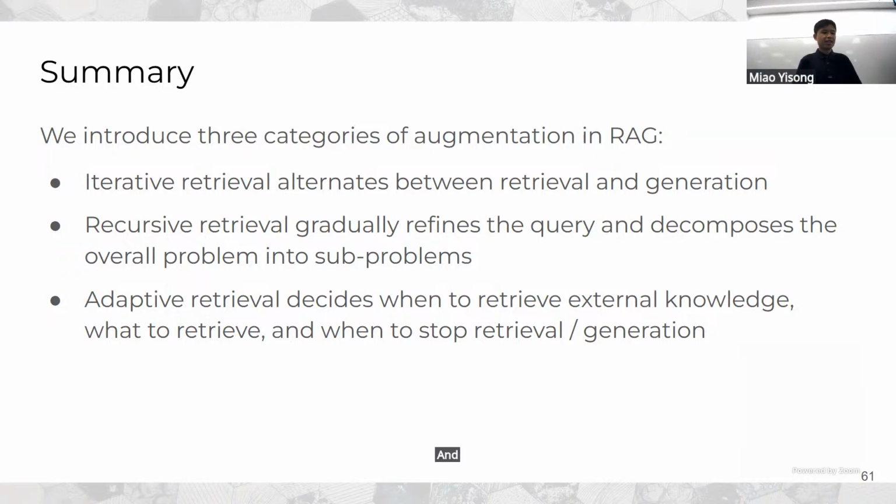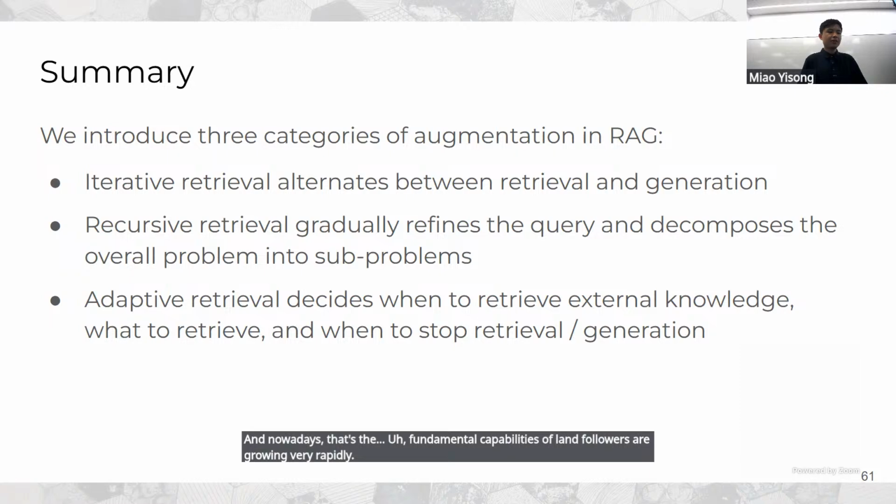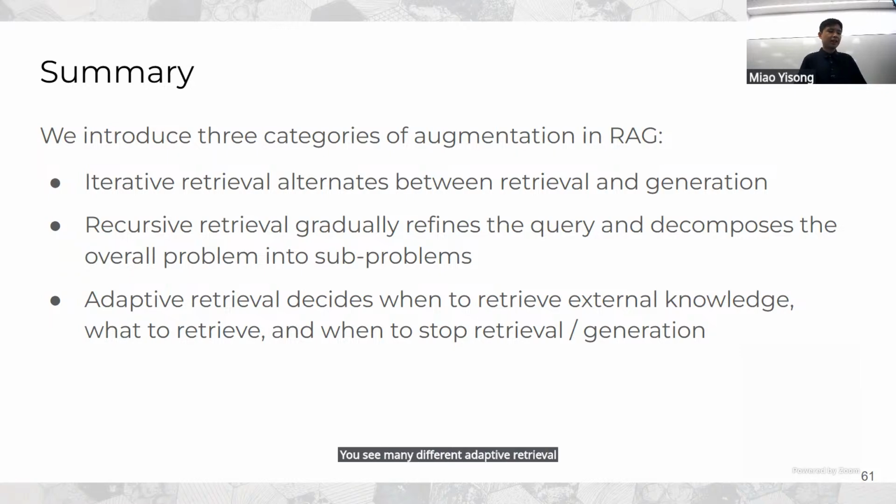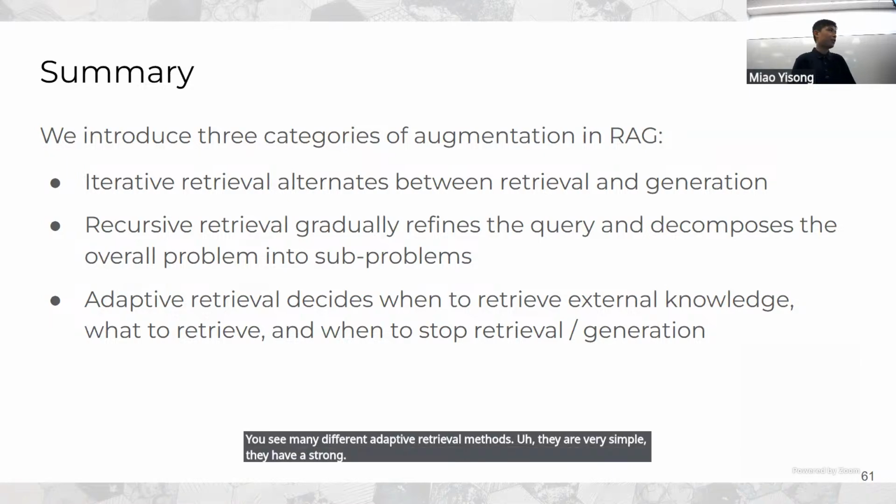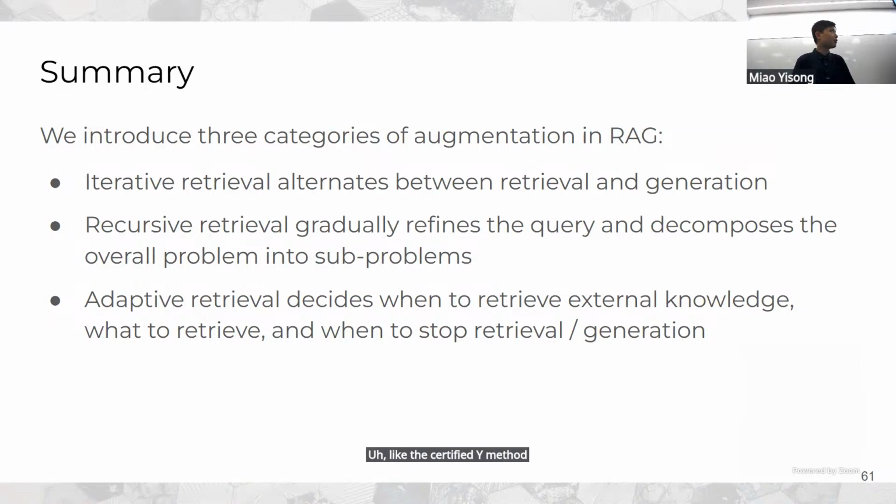And nowadays, as the fundamental capabilities of language models are growing very rapidly, you see many different adaptive retrieval methods. They are very simple, they are strong, like the SearchR1 method, just using special tokens and reinforcement learning produced in previous lectures. So I think it will also be beneficial to know those methods for those who are interested.